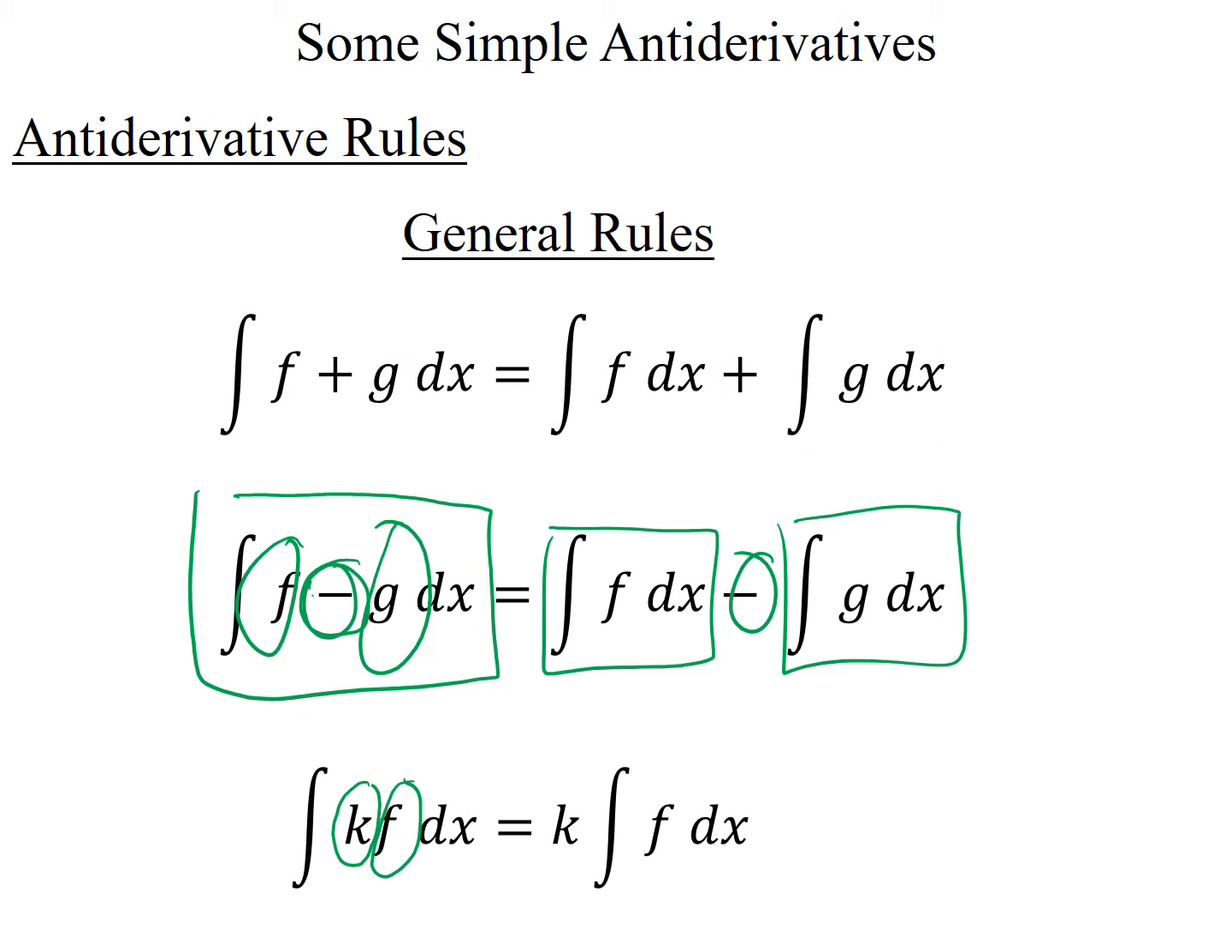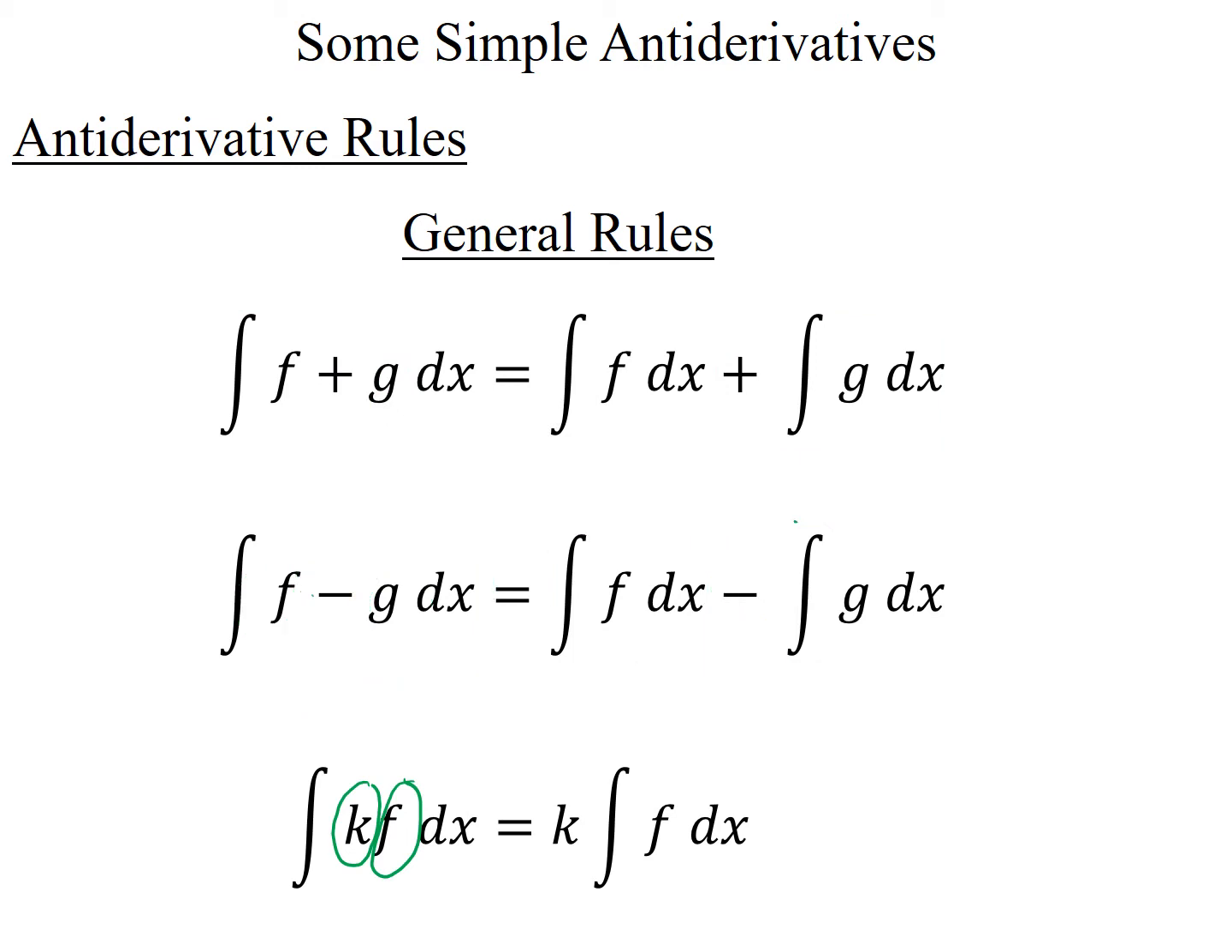Okay, for this third one, I'm going to say it one way, and please, everyone, say it to yourself that exact way. It's just going to make life easier. So here's what it says. If you're going to take the antiderivative of a number times a function, what you do, again, we're going to say it like this: you copy the number down. So K stands for a number. Copy the number down, and then take the antiderivative of the rest.